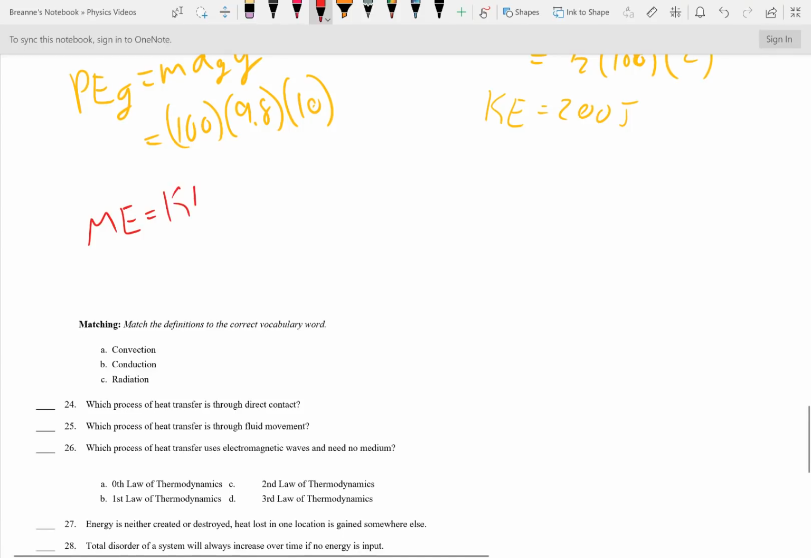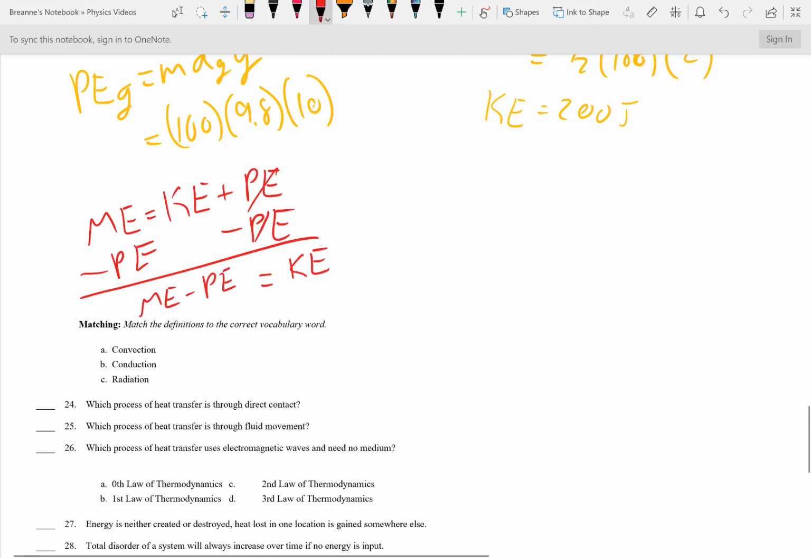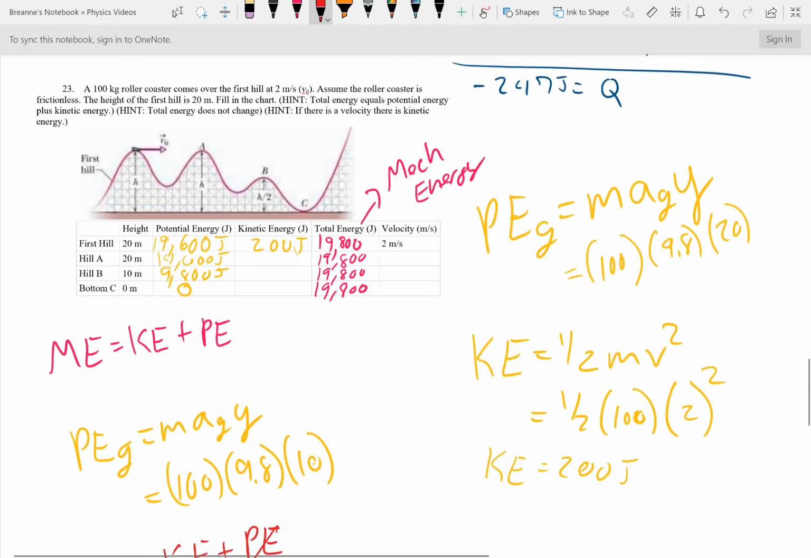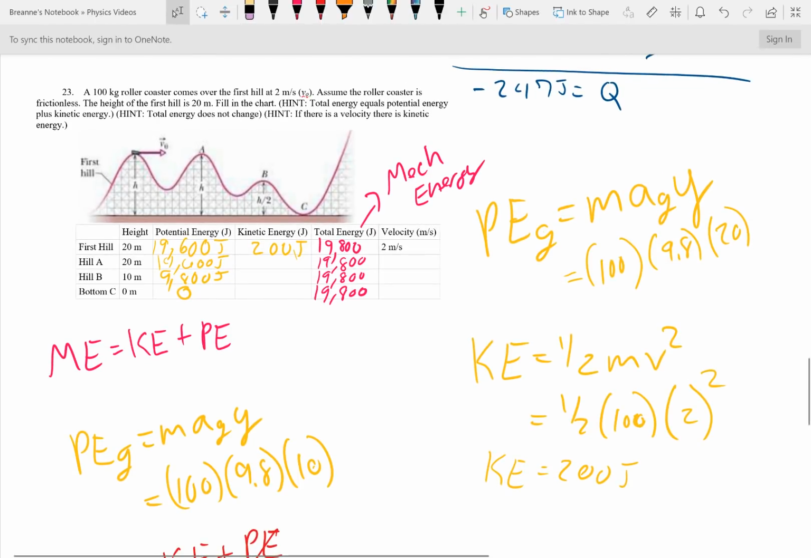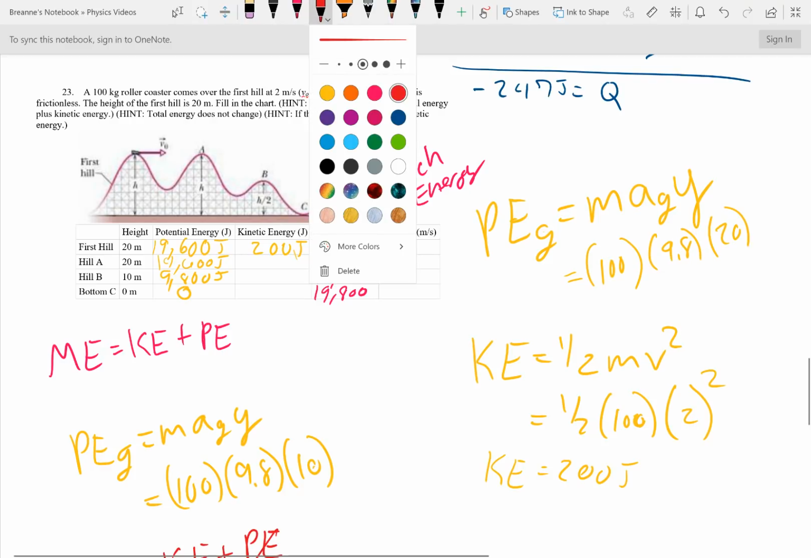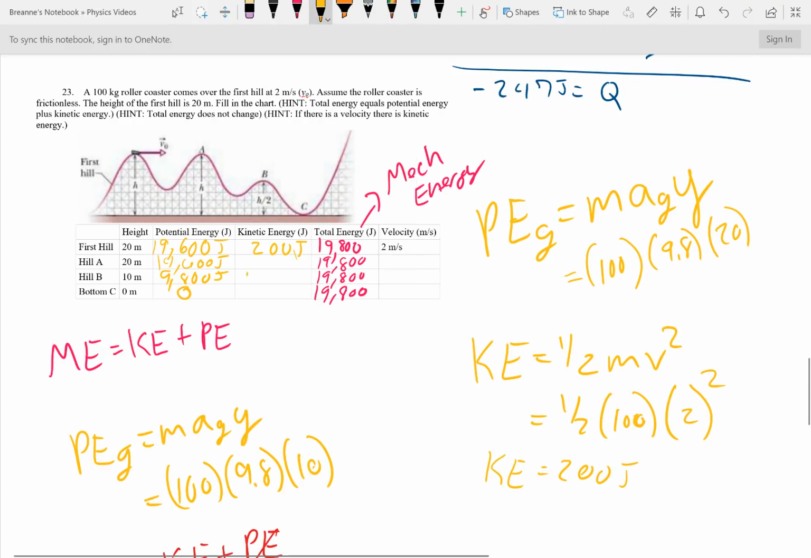And just subtract to find your kinetic energy. So what's going to end up happening is your kinetic energy equals mechanical energy minus your potential energy. So your mechanical energy does not change, and you're going to subtract that from each of your potential energies.